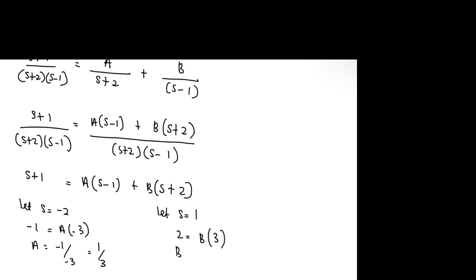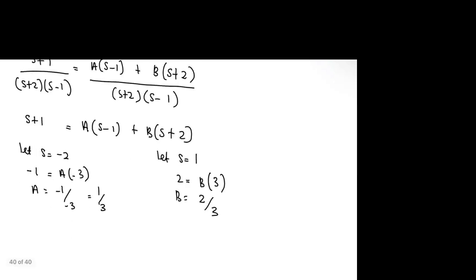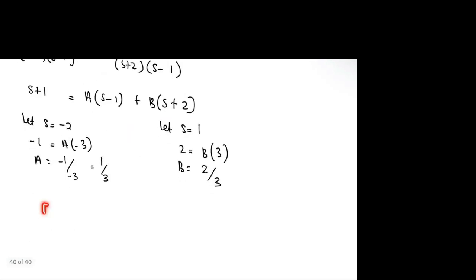So B equal to 2 over 3. So I have A 1 over 3, B 2 over 3. Substitute back into this fraction. So we have F(s) equal to (1 over 3) over (s plus 2) plus (2 over 3) over (s minus 1). From here, you substitute A 1 over 3, B 2 over 3. So you have this one.